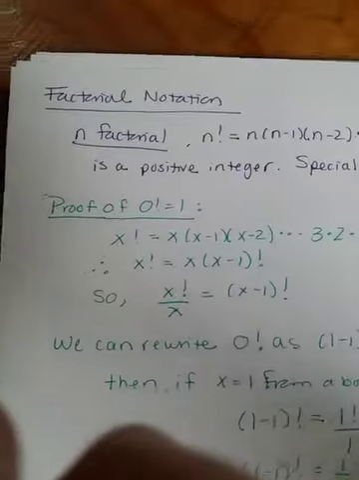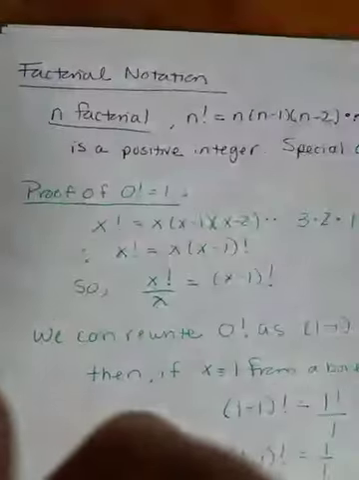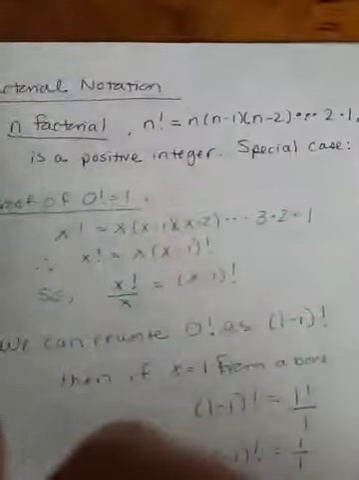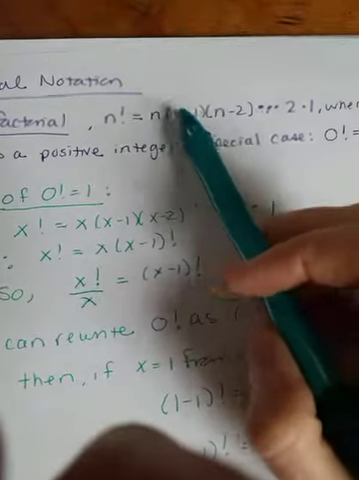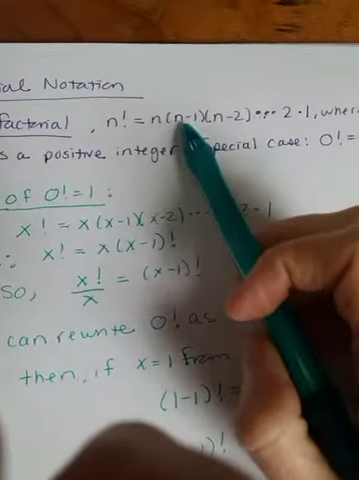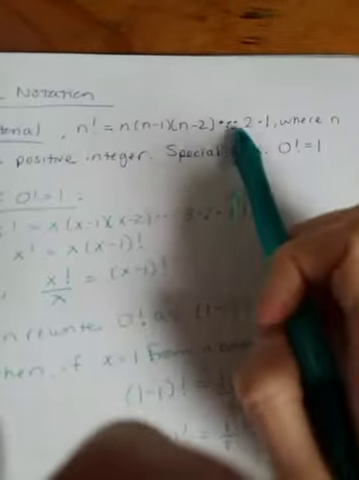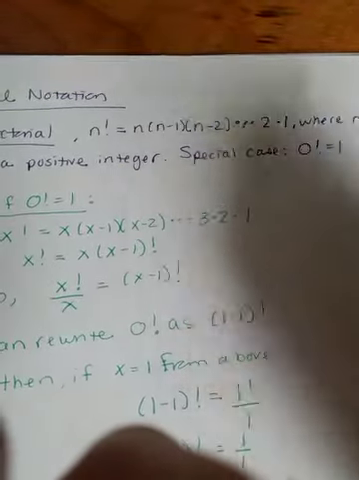Hi guys, the next part of the section here is factorial notation. So n factorial, which I hope you've seen before, is n exclamation point, where you take that value and you multiply by every single integer that comes before it all the way down to 1. I shouldn't have said integer, I probably should have said natural number, where n is a positive integer.